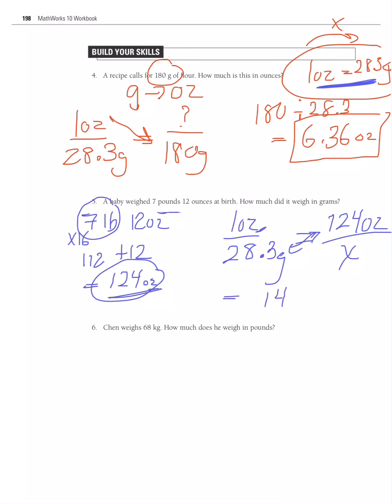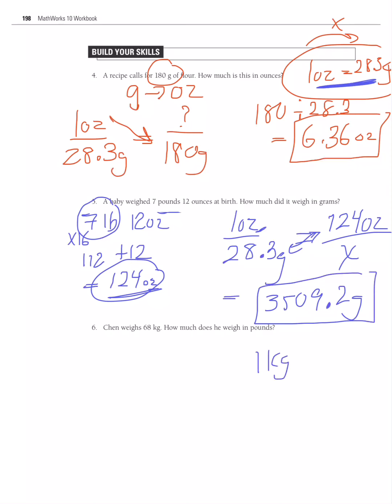And I get a final answer of 3,509.2 grams. And that makes sense because it'll be a couple kilogram baby. All right, last one here. On this page, Chen weighs 68 kilograms. How much does he weigh in pounds?